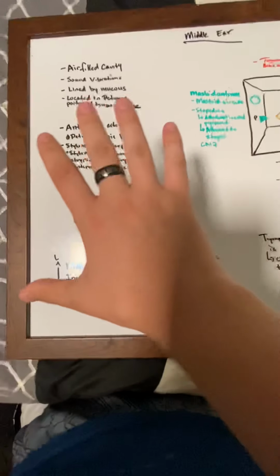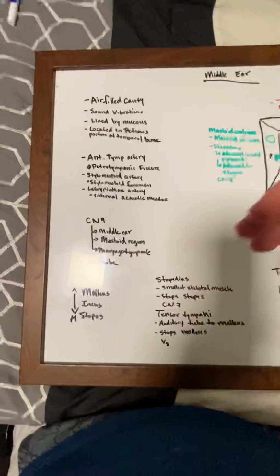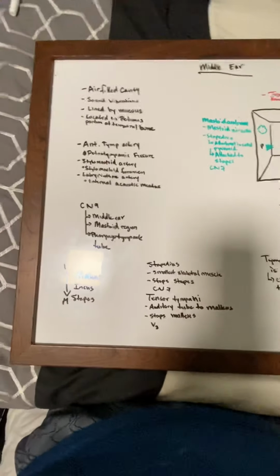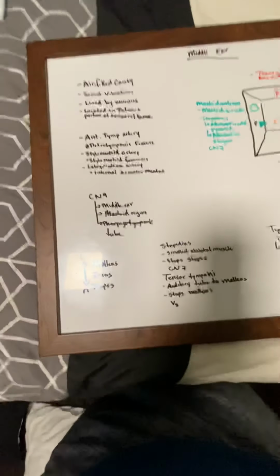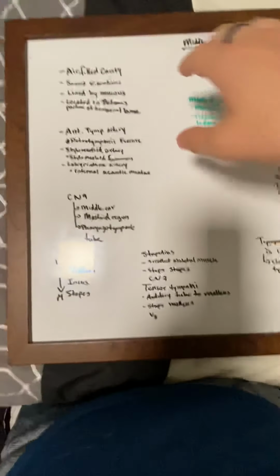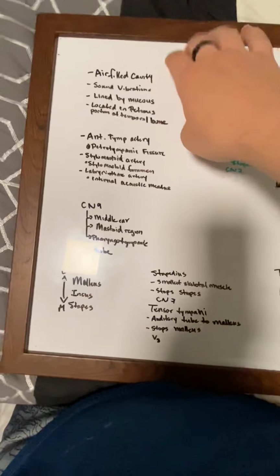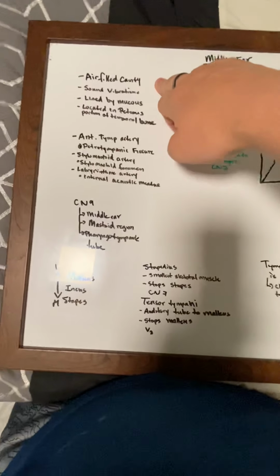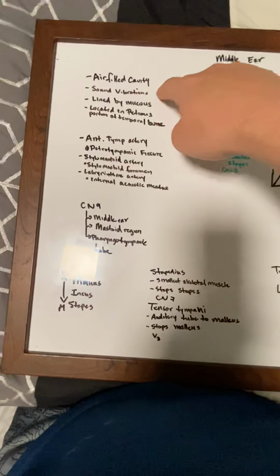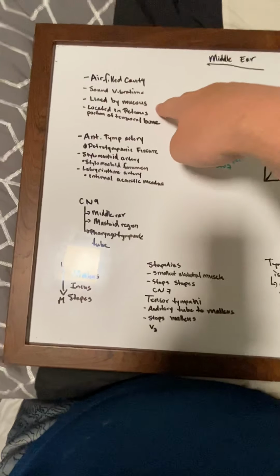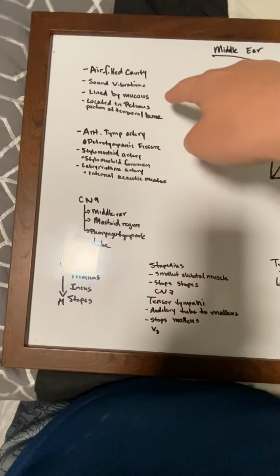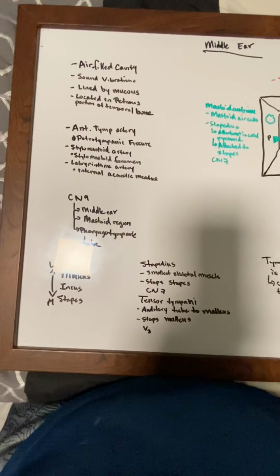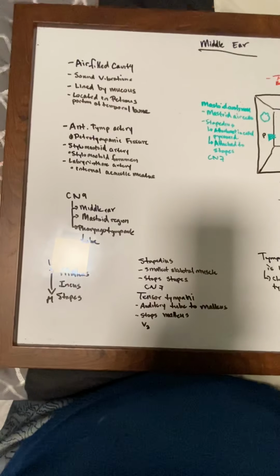So all this black is really just general information. So I'll read through it. It's pretty intuitive, but some of it might not be. So it's an air-filled cavity. So this is the air-filled cavity, and then the inner ear is the fluid one. But it has sound vibrations. It's lined by mucus. It's located in the petrous portion of our temporal bone.